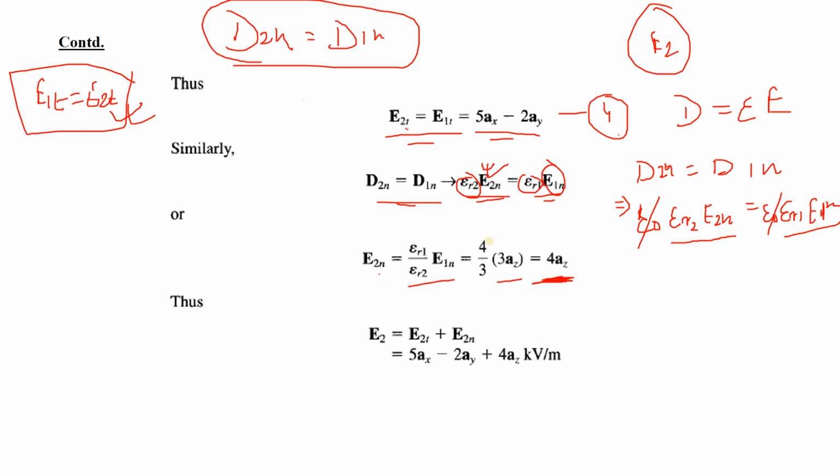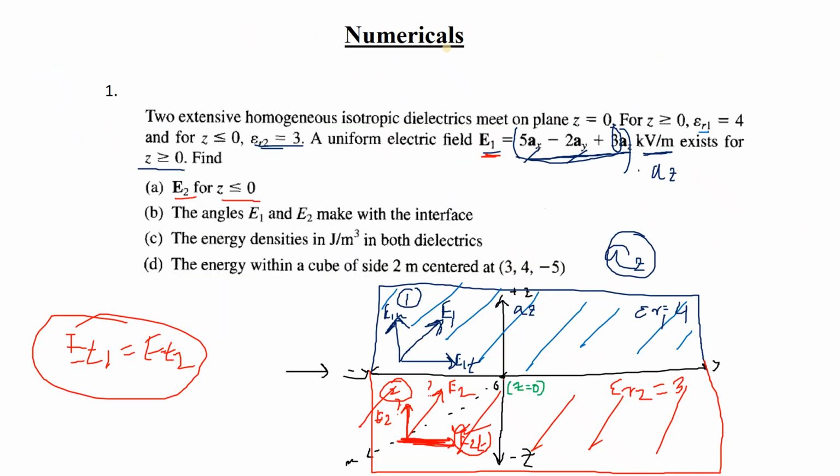ये निकल के ये आया कि नॉर्मल कंपोनेंट ऑफ E2 इज 4 यूनिट वेक्टर Z, क्योंकि E1 का था 3 यूनिट वेक्टर Z, E2 का था 4 यूनिट वेक्टर Z. अभी टेंजेंशियल कंपोनेंट तो पहले से पता है, इसके साथ इसको जोड़ दो, हो गया E2 किलोवोल्ट पर मीटर. So you can see it's quite easy because in dielectric we have to focus on these two boundary conditions. So if you know the electric field intensity of one dielectric medium connected at the boundary to another dielectric, you can calculate that electric field intensity also. Very simple.